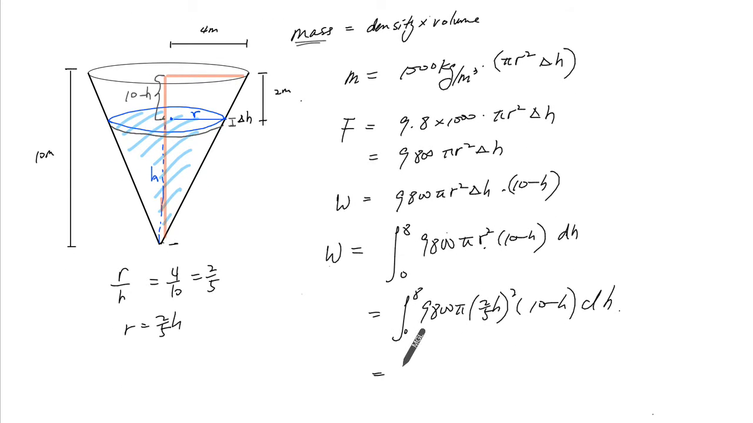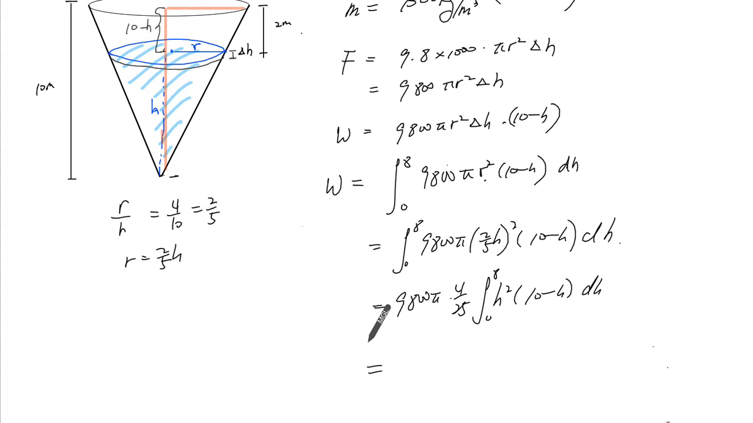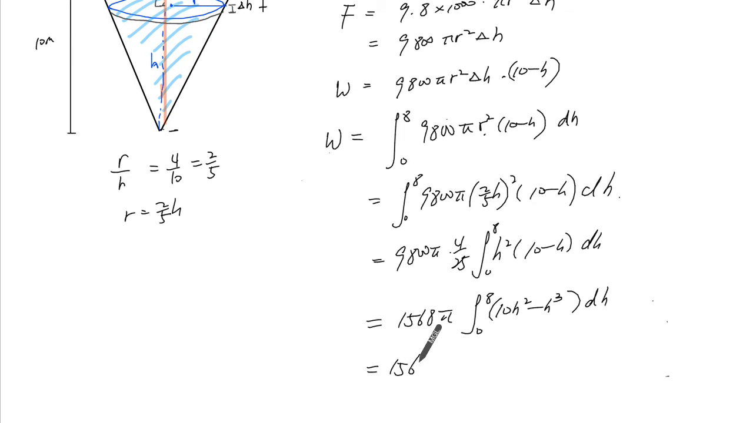So this is 9800 pi. You can pull it out in front of the integral. If you square this, you get 4 over 25 h squared, 10 minus h, dh. So this simplifies to 1568 pi, and here let's expand this. You get 10h squared minus h cubed. And it's going to be 10 over 3 h cubed, minus 1 over 4 h to the power 4.